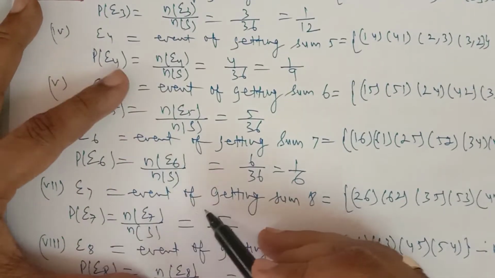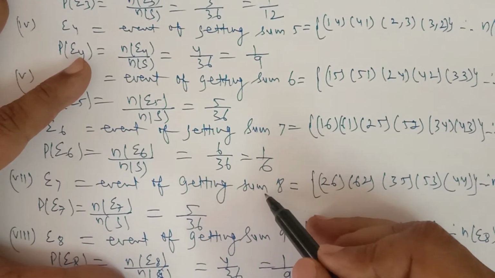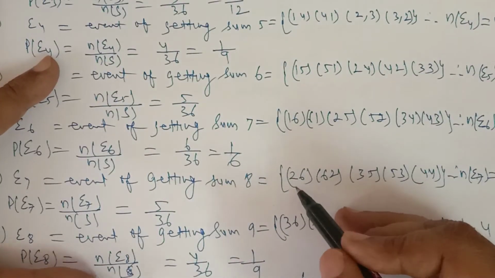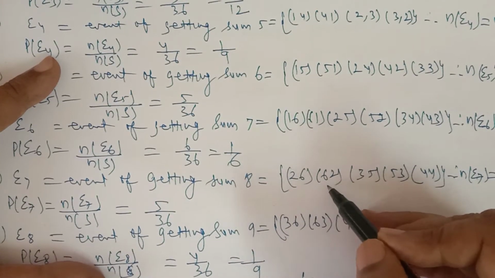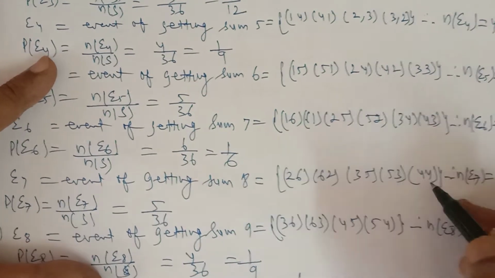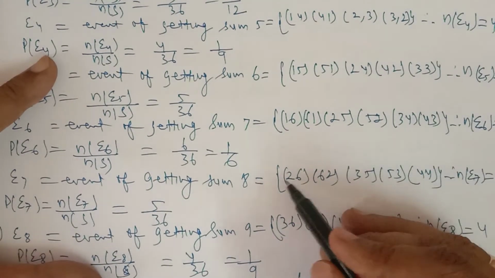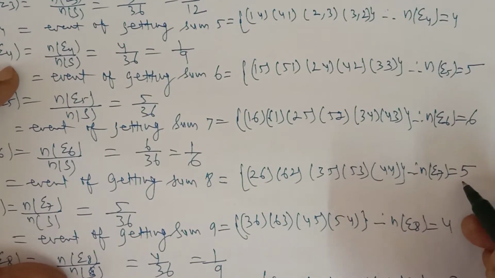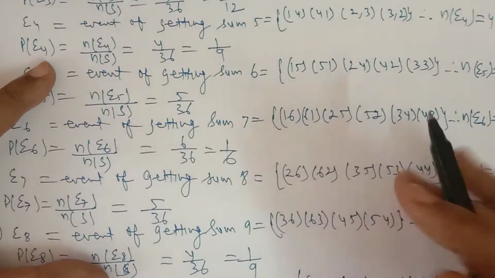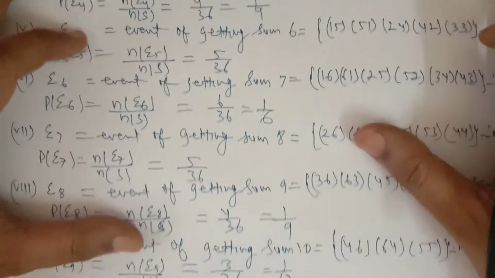Now let E7 be the event of getting a sum 8. The sum 8 can be like this on the pair of dice: (2,6), that is 2 on the first die, 6 on the second, or (6,2), or (3,5), or (5,3), or (4,4) on both dice. So 1, 2, 3, 4, 5. So 5 events are there. So the probability of getting a sum 8 will be 5 upon 36, because the sample space is 36.